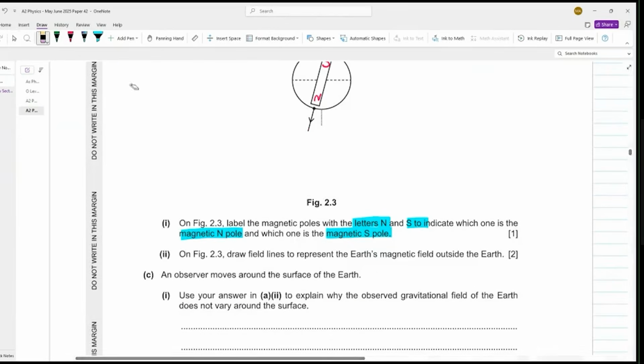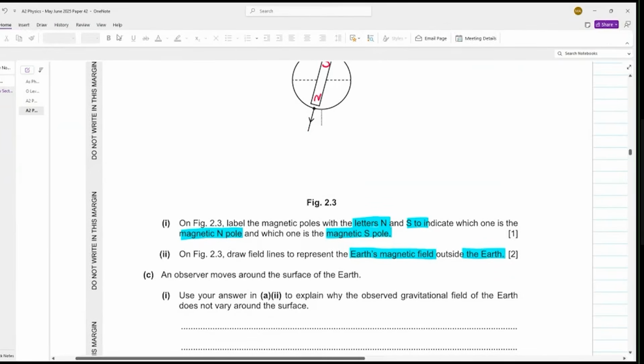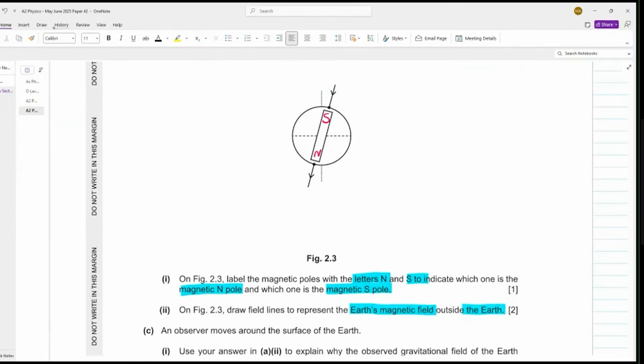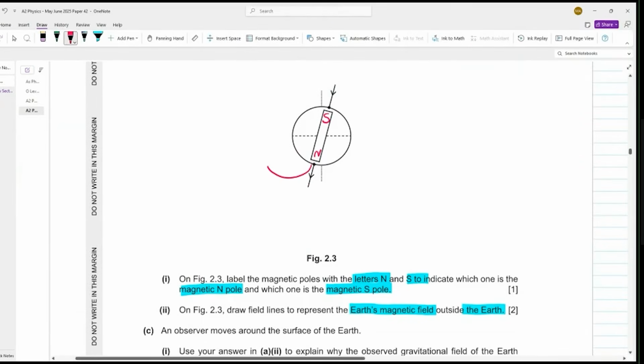On figure 2.3, draw field lines to represent Earth's magnetic field outside the Earth. Now you have to draw magnetic field lines for Earth. What will you do? Magnetic field lines emerge from the north. They go inside the south like this. The magnetic fields emerge from the north. They go into the south like this.